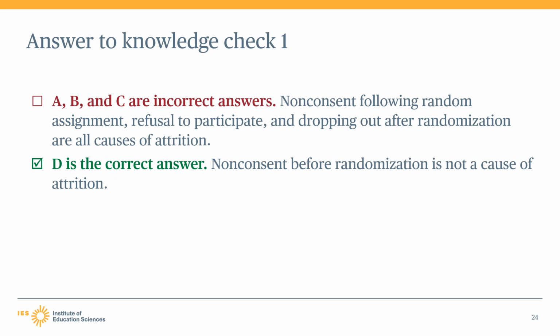The correct answer is D. This scenario is not a cause of attrition. Juanita did not consent to the study before random assignment, so the authors did not collect outcome data from them. Juanita never consented to participate, so the authors never randomly assigned them to a condition. Non-consent before randomization is not a cause of attrition, because attrition includes only individuals who went through random assignment. However, non-consent after randomization is a cause of attrition. Often, some parents do not want their child to participate in a research study, but non-consent after random assignment is considered attrition.